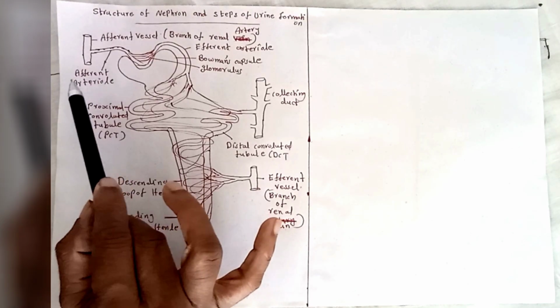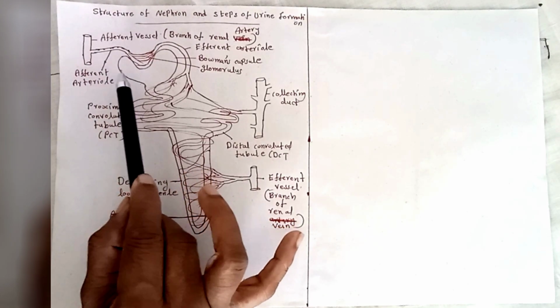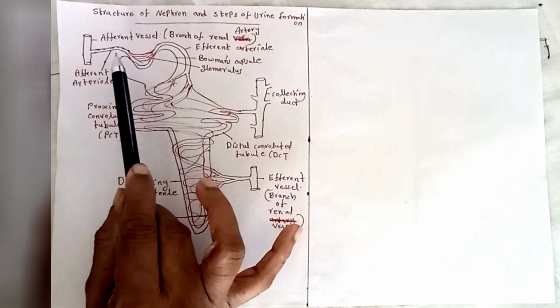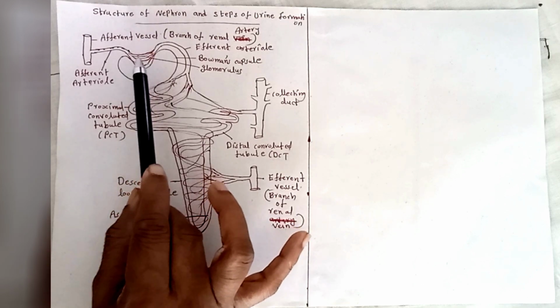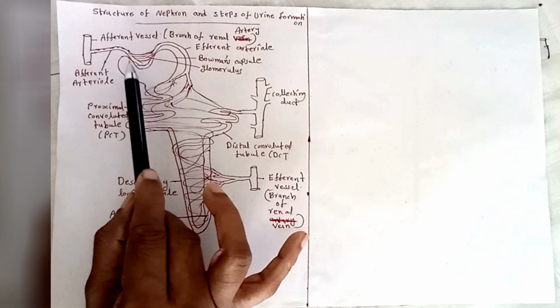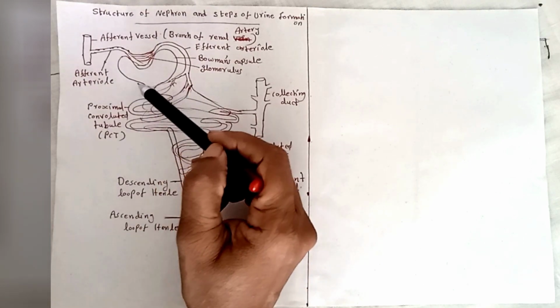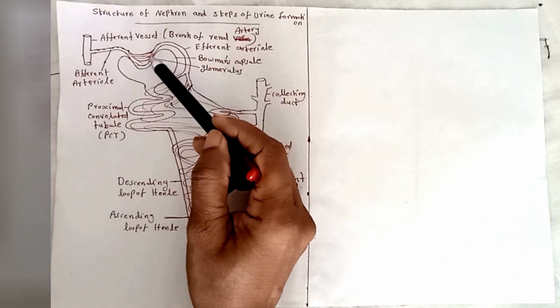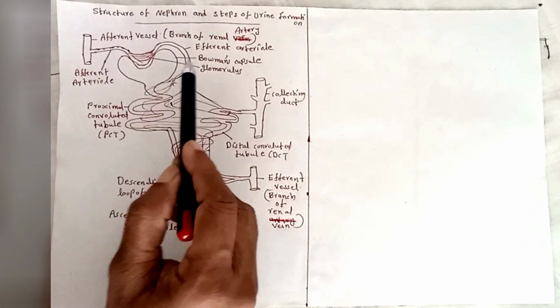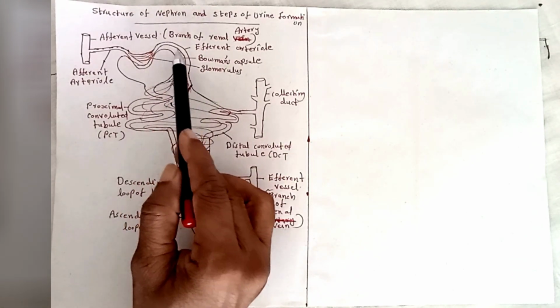These afferent arterioles enter into the mouth part of Bowman's capsule and form a network that is known as the glomerulus. Again, these glomerular capillaries join to form the efferent arteriole.